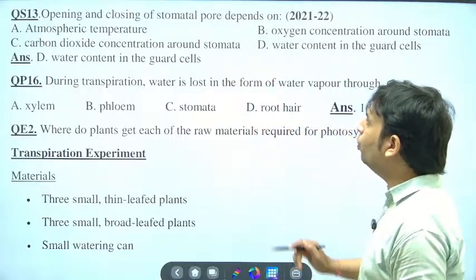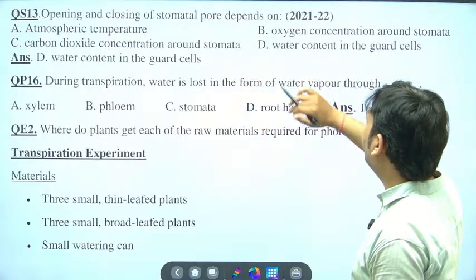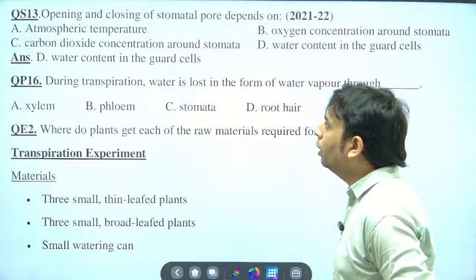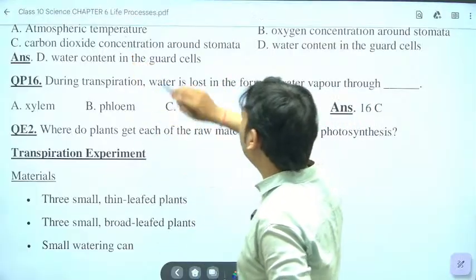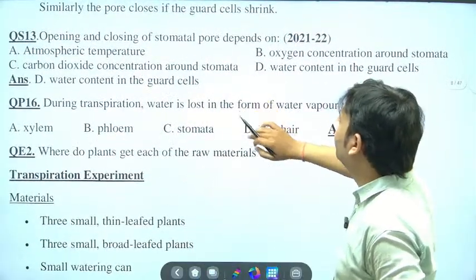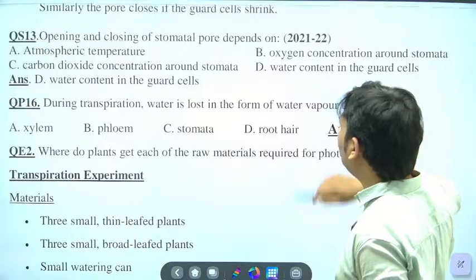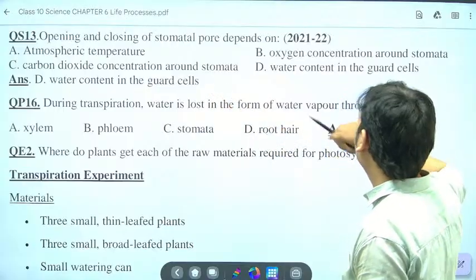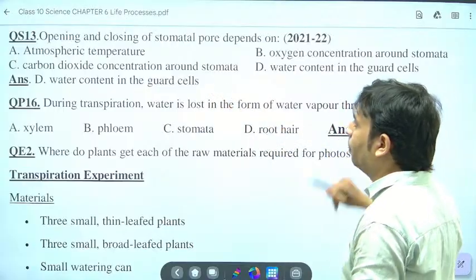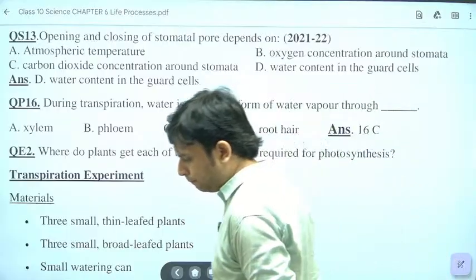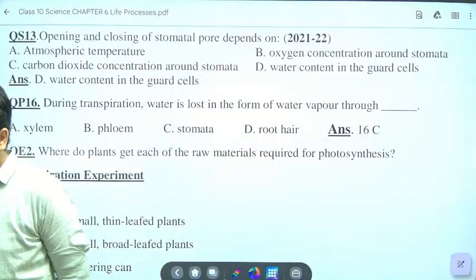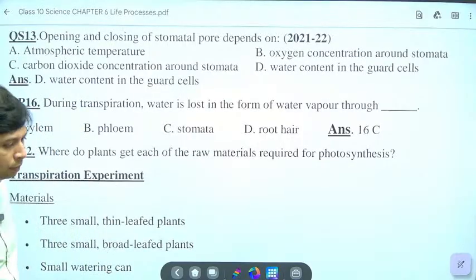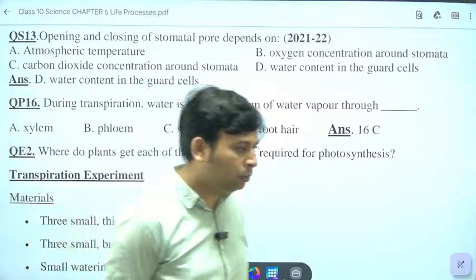Now the next question is: opening and closing of a stomatal pore depends on. Here are the options for you. A. Atmospheric temperature. B. Oxygen concentration around stomata. C. Carbon dioxide concentration around stomata. D. Water content in the guard cell. So write your answer in the comments.